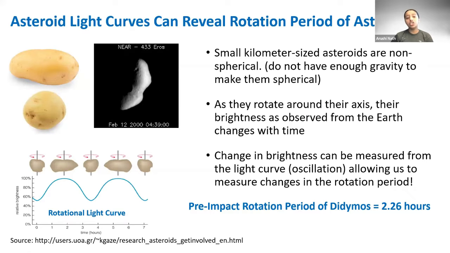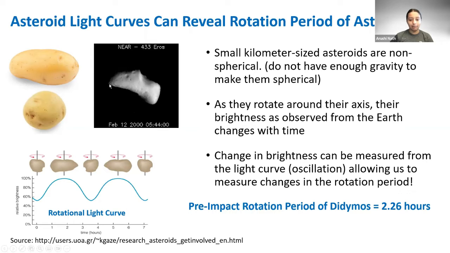So light curves can also reveal something else. They can also reveal the rotation period of the asteroid. Because asteroids, especially smaller ones, such as Didymos, don't have a big enough gravitational pull to make the asteroid spherical, meaning that they might be slightly different shapes.